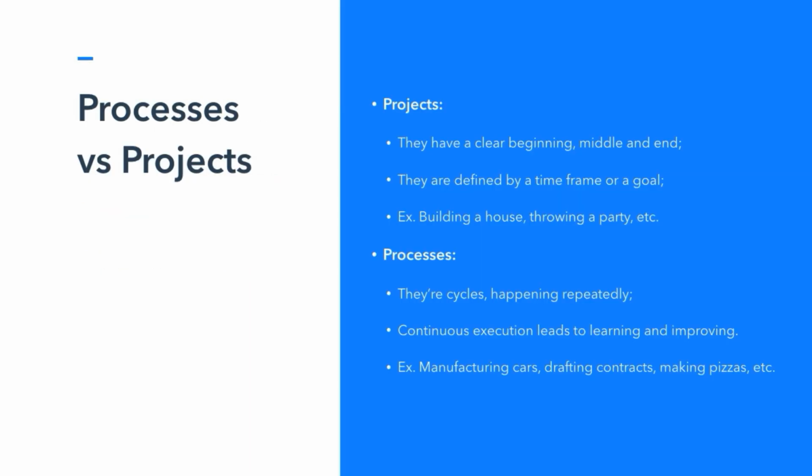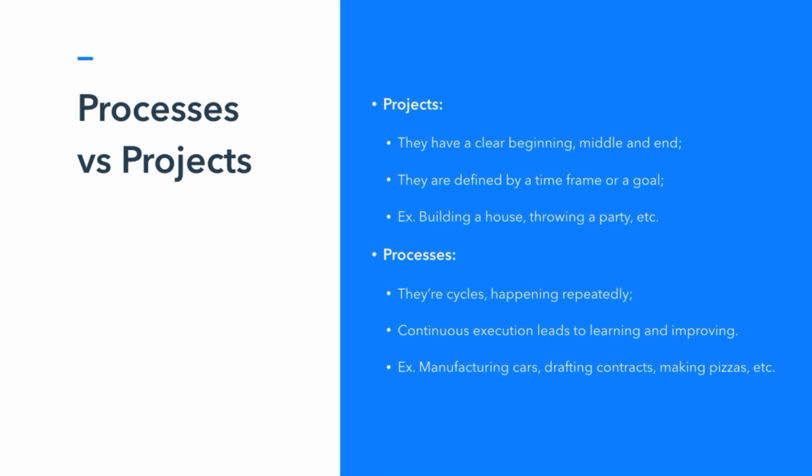Processes and projects are not the same thing, and consequently, they should not be managed using the same methods or even the same tools. It's very important that we set them apart to understand why there is a way to manage each one. Projects are finite, so they have a clear beginning, middle, and end. They are defined by a goal, such as building a house, or a time frame, so a project is going to last 2 weeks. They're unique, and once the defined limit is achieved, they come to an end.